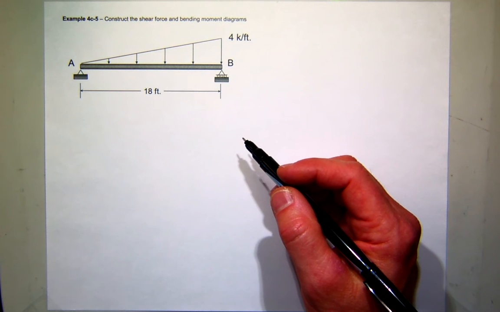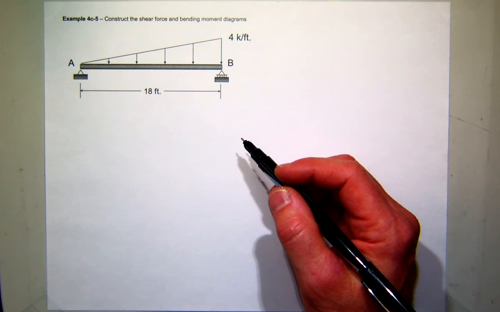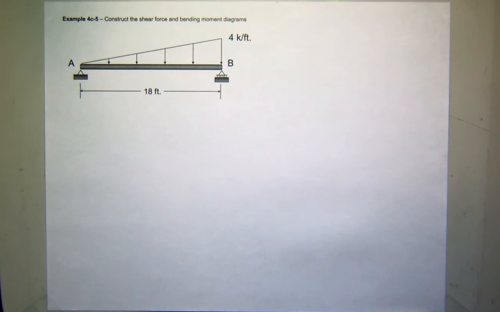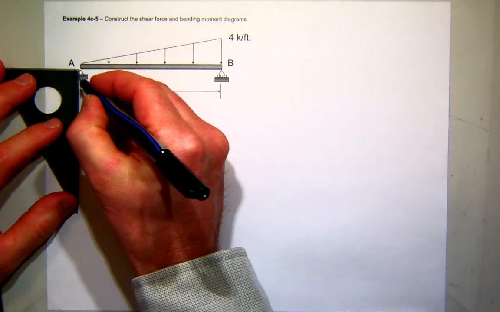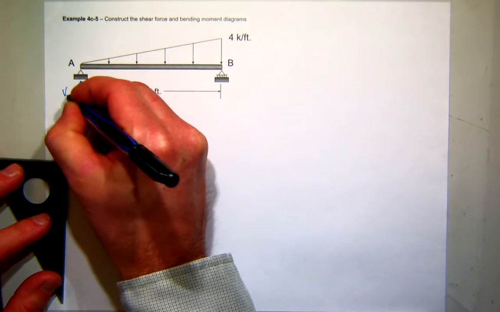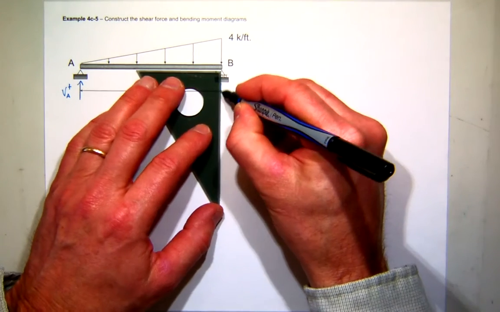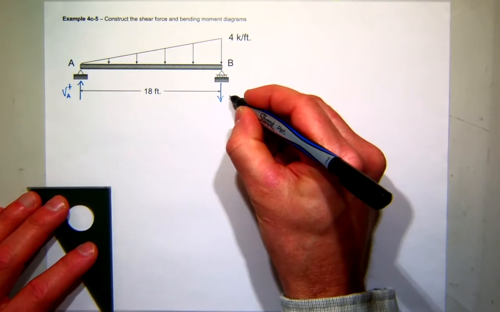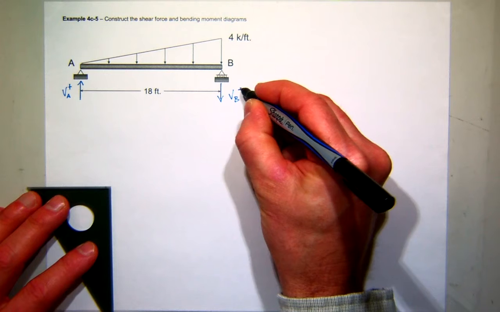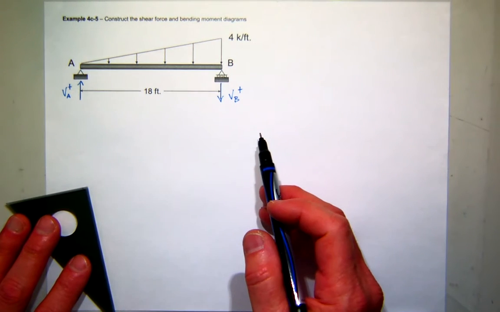But that's not the graphical nature of shear force and bending moment, and I want to do that today. So let's start like we always do. Let's look at the reactions. On the left-hand side, I'm going to write positive shear at A, and on the right-hand side, I'm going to assume positive shear at B. Remember, these are shear forces, not reaction forces.